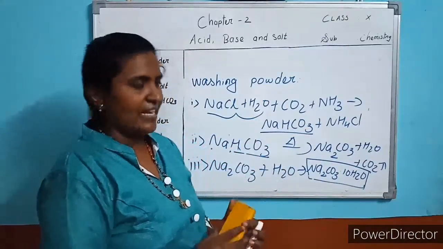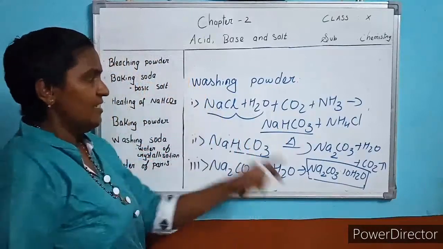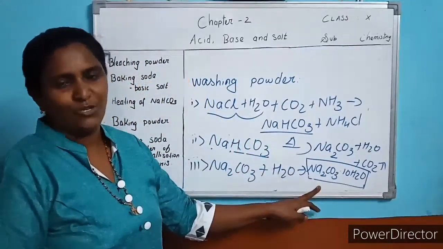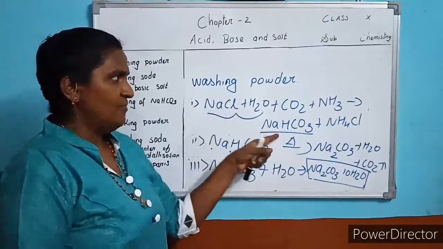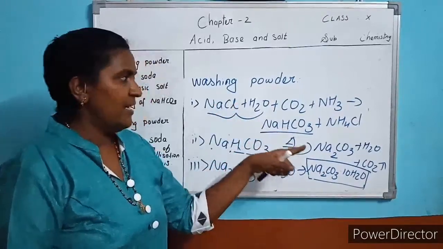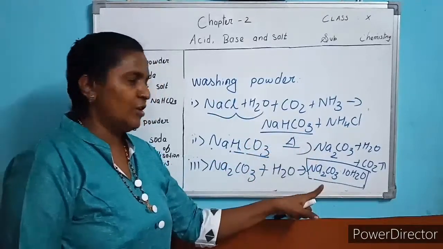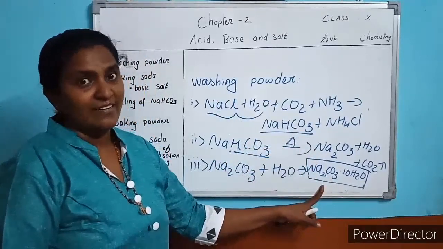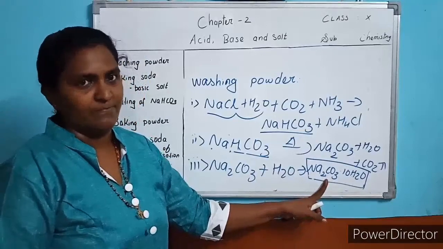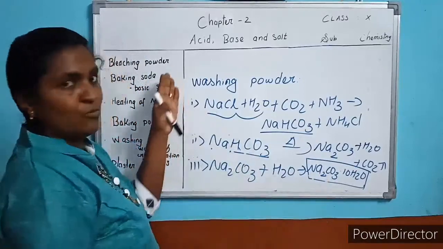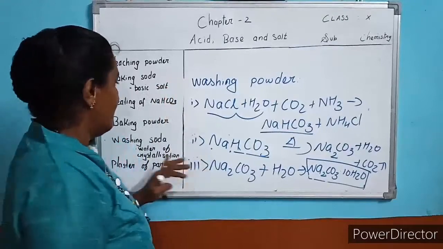Water of crystallization. Okay. This is the way you prepare washing powder or washing soda. 3 steps. How will you prepare? First you prepare sodium bicarbonate. Next you prepare sodium carbonate. Then you prepare decahydrated sodium carbonate, that is washing powder. Understood? These uses you go through the book.